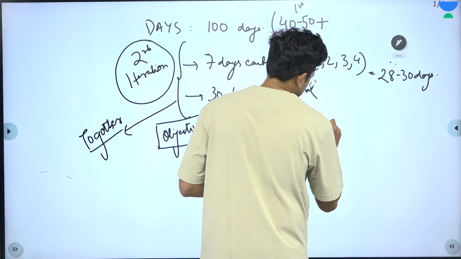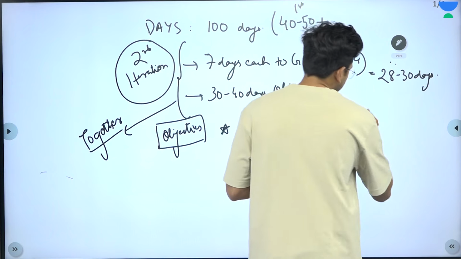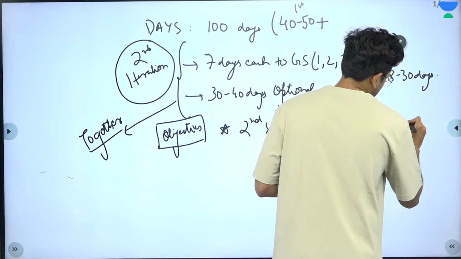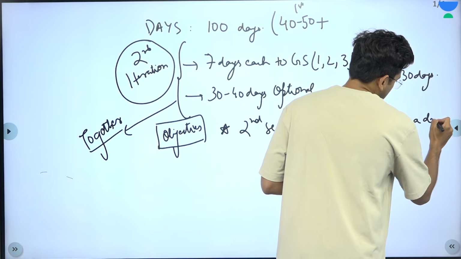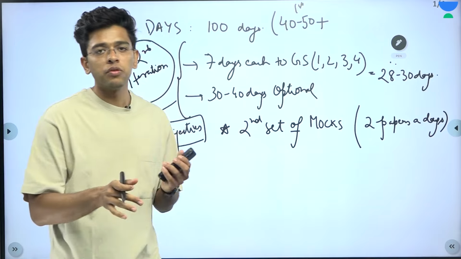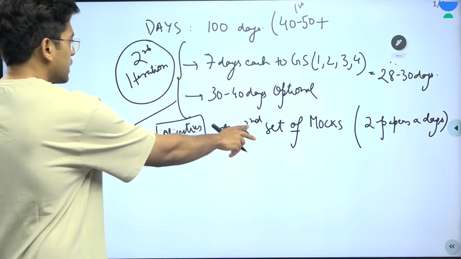Second set of your mocks. Now I would strongly recommend to start writing 2 papers in 1 day. 2 papers a day. That means you're writing 2 tests every alternate week. You're done with GS paper 1, you're done with revision of GS paper 2, second iteration, you're writing both the tests in the same day.